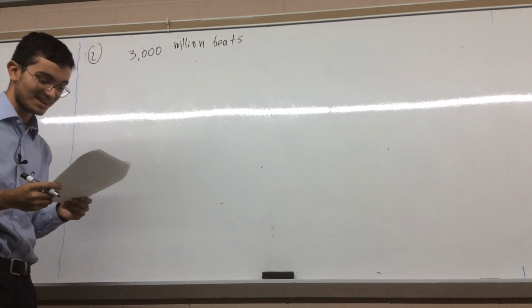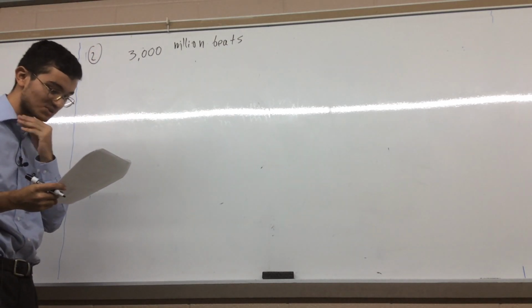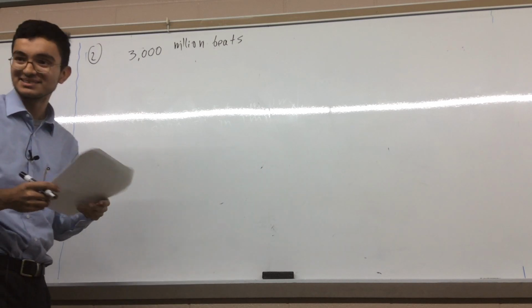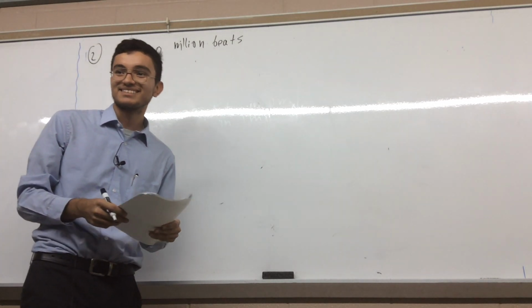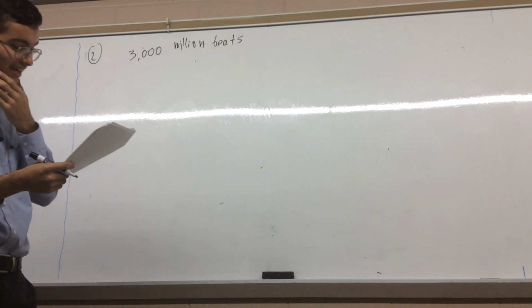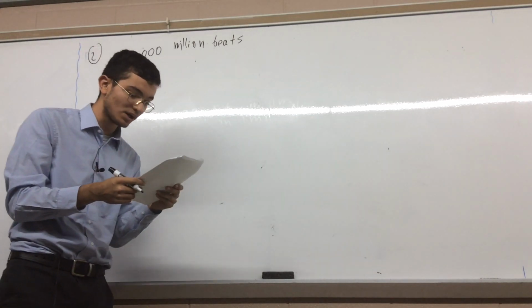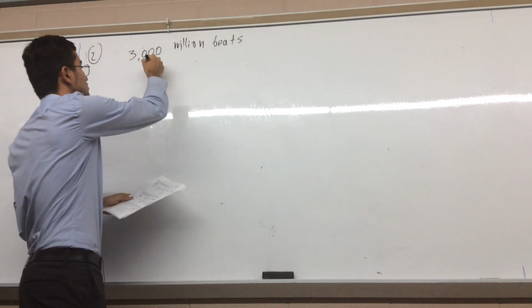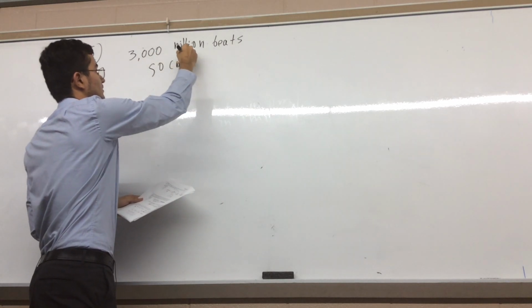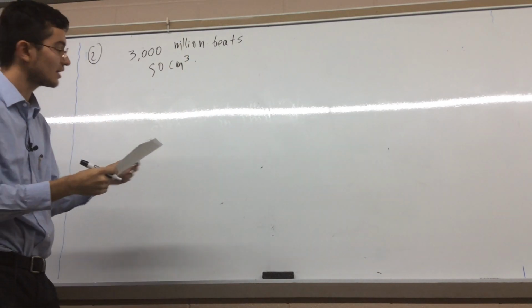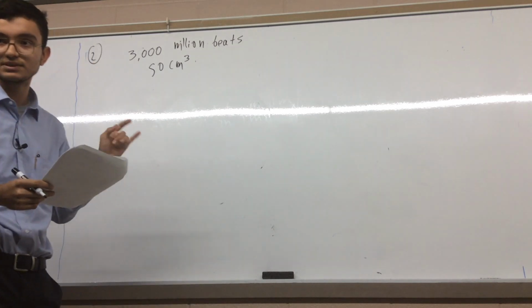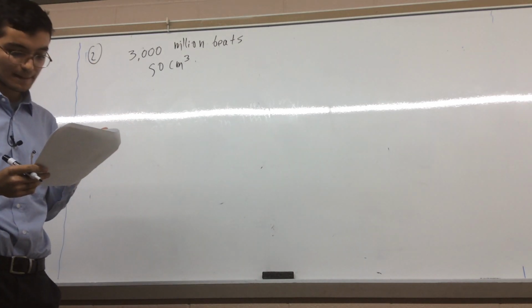We're not going to try it out, unless you actually want to test that. Anyways, we are told that the volume pumped with each beat is about 50 centimeters cubed. So per beat, we're going to have 50 centimeters cubed of blood.